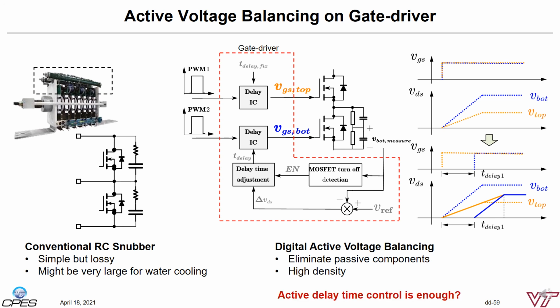Therefore, using a gate driver to control the turn-off delay time becomes a popular approach for silicon carbide devices. It also offers the possibility to control the voltage sharing in real time by introducing voltage measurement feedback for closed-loop tuning. The principle is simple, as shown in the slides. We just turn off the device with higher dv/dt or higher blocking voltage later than other devices in order to balance the voltage sharing. The question here is, can we just rely on the active voltage balancing control?